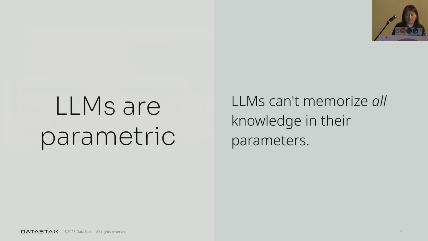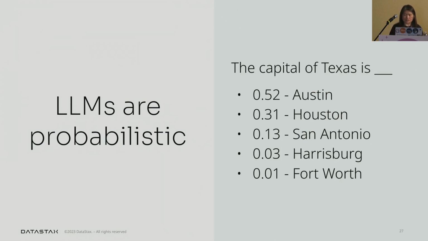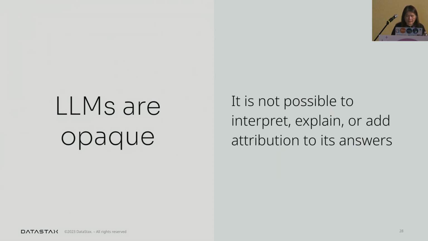LLMs are basically parametric. They can't memorize all of the knowledge in their parameters, so they have limitations. They're also probabilistic, because for example, in an example like here, "capital of Texas is" can return you a whole bunch of things based on all of the measurements of the results. Another shortcoming of LLMs is that they are opaque, meaning it's not really possible to interpret, explain, or add annotations to their answers.